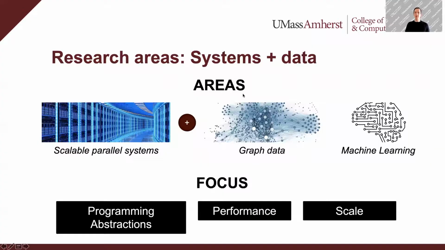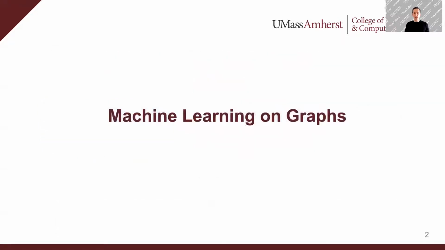So the research areas of my group are at the intersection of systems and data. We look at issues such as performance, scale, usability, and programming abstractions in the context of graph data management, graph data analytics, and machine learning, and combinations of these two areas. Let me tell you, for example, about one area I work on with my students, which is machine learning on graphs.